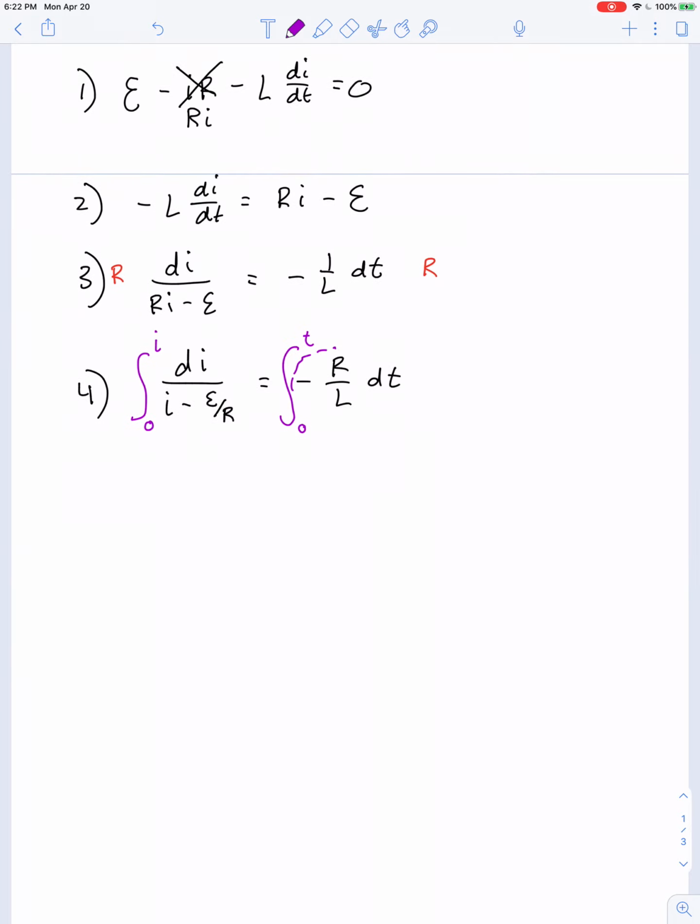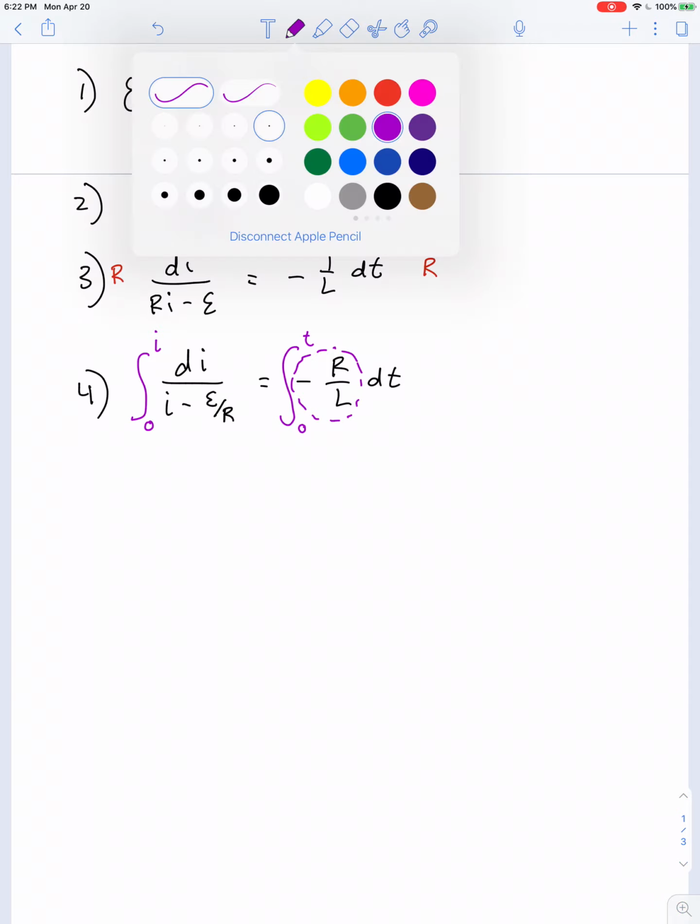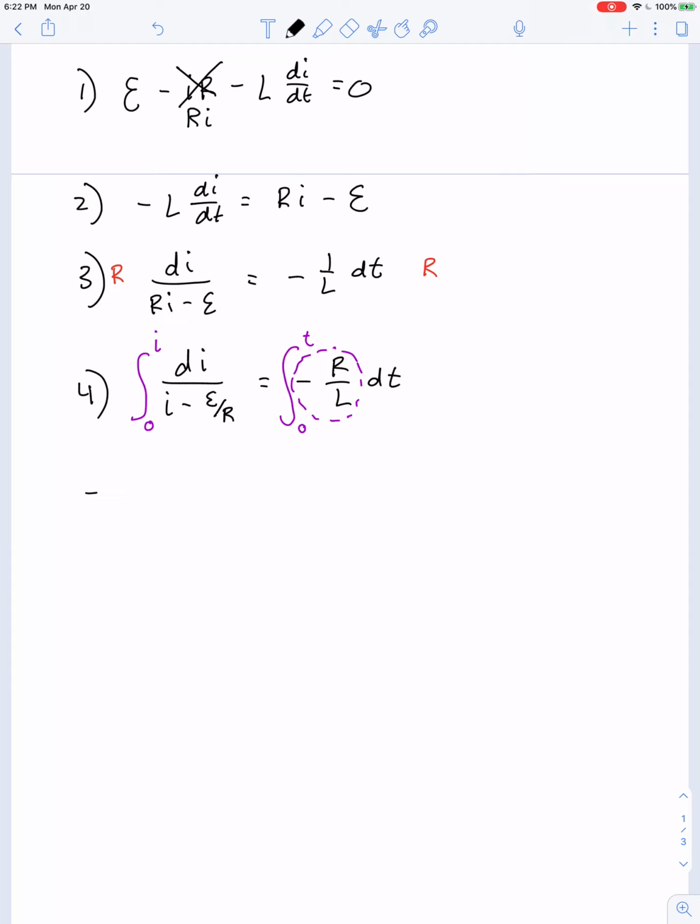Well, negative R over L, that's all a constant. So on the right side of the equation, in step 5, we get negative R over L times the integral of dt from 0 to t. But of course, that's just going to give us t. What do we have on the left side of the equation? It looks like our solution is going to be natural log. I think it's going to be the natural log of I minus EMF over R, and then we have to evaluate that from 0 to I.